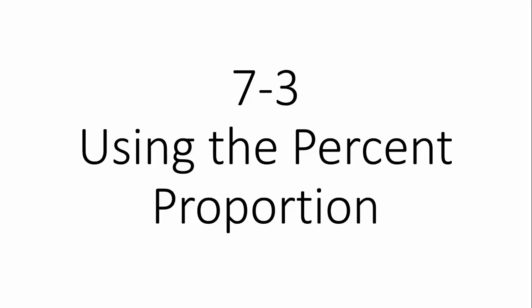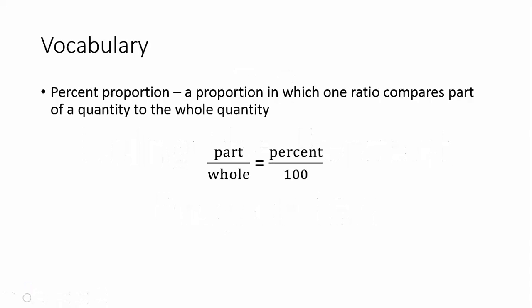Section 7.3 is titled Using the Percent Proportion. And the percent proportion is a proportion in which one ratio compares part of a quantity to the whole quantity. So what you want to remember is that part over whole equals percent over 100. And if you can remember that saying, part over whole equals percent over 100, you'll do just fine.